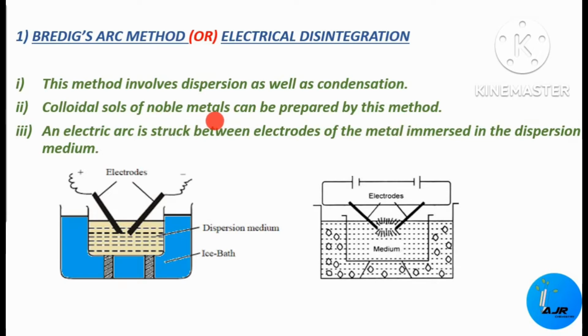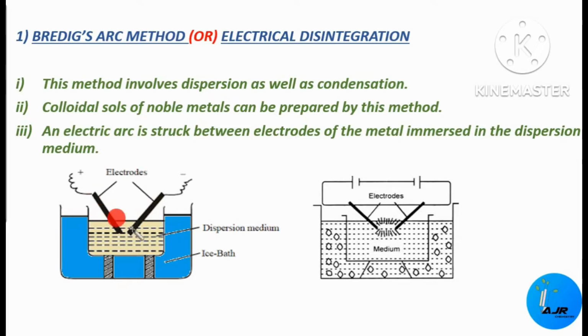What are the noble metals? Actually they are gold, silver, and platinum. Gold, silver, and platinum colloidal sols can be prepared by this Bredig's arc method. The metal which we need to convert into a colloid should be made into electrodes. For example, if we need a gold sol, then these electrodes should be made up of gold. If we need platinum sols, then the electrodes should be made up of platinum.